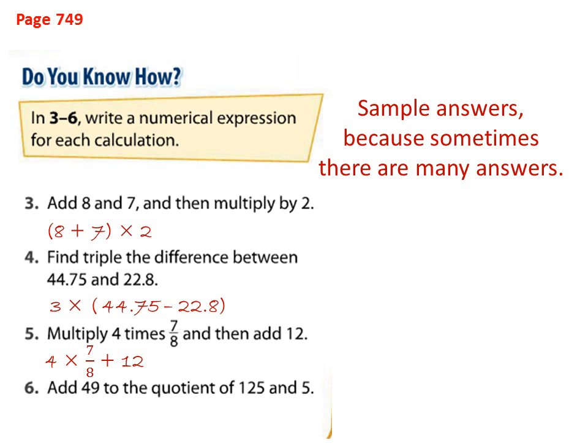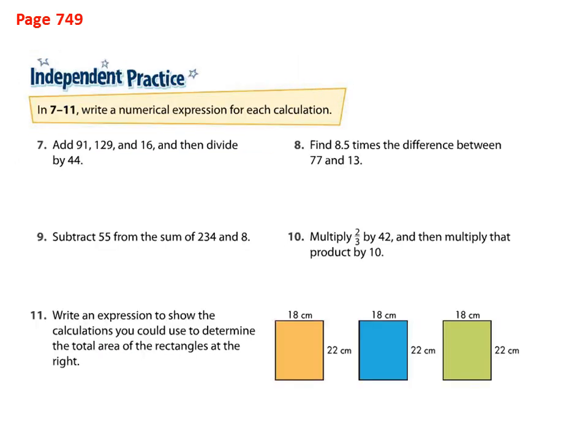Question 5. Multiply 4 times 7/8 and then add 12. In 7 to 11, write a numerical expression for each calculation. Question 7. Add 91, 129, and 16 and then divide by 44.